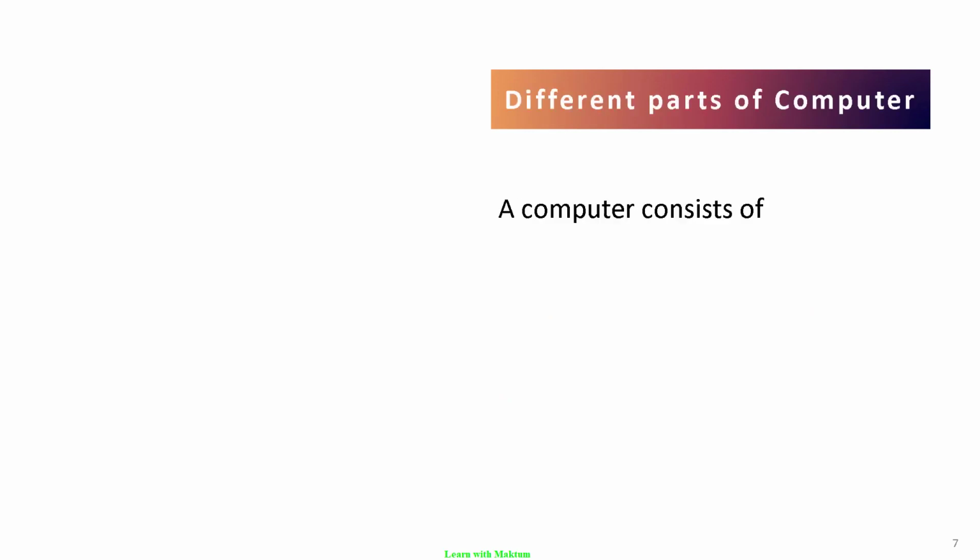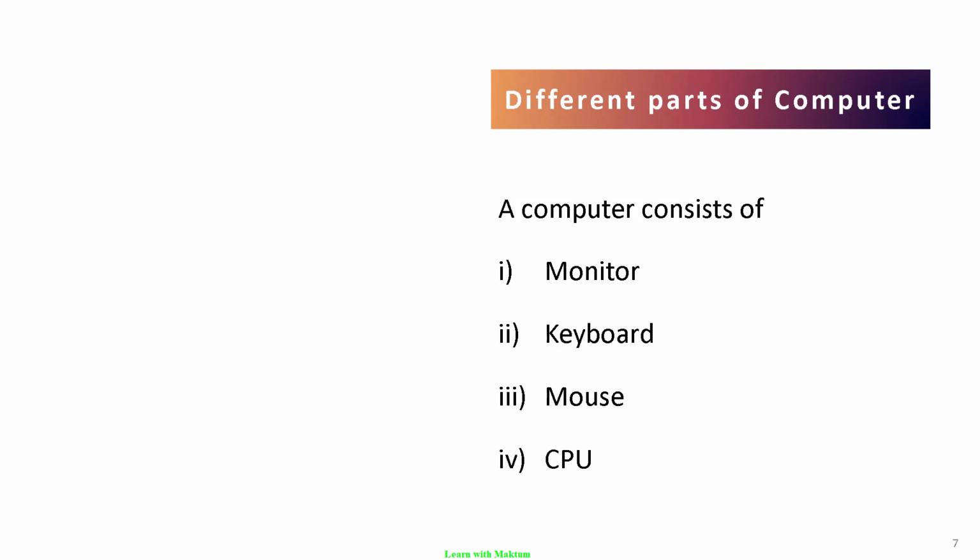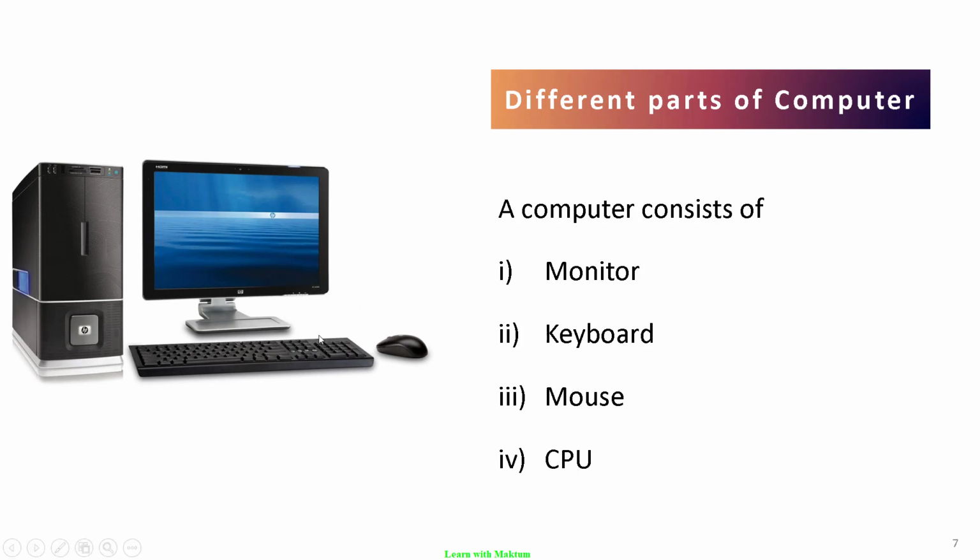Okay, moving to the last topic of this session, different parts of the computer. A computer consists of monitor, keyboard, mouse, and CPU. So let us see how they look. This is a computer. This screen you can see here is like a TV screen. This TV screen is called a monitor. Some people assume that the monitor itself is a computer. No, it is not like that. The set of CPU, mouse, keyboard and the monitor is called a computer.